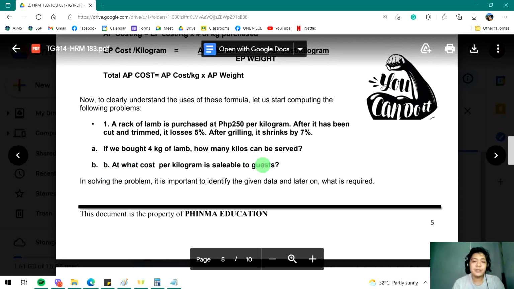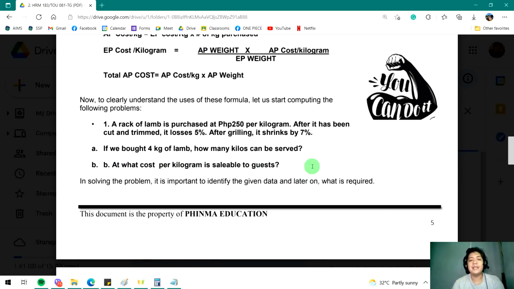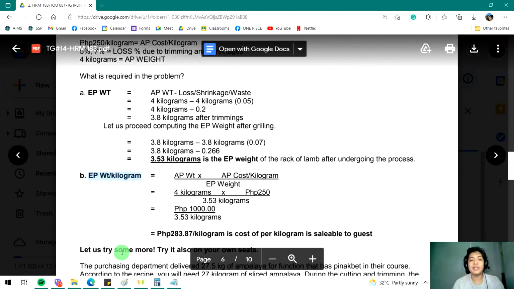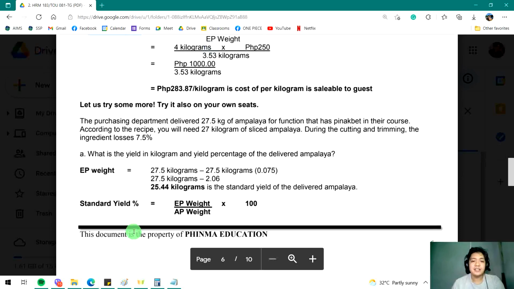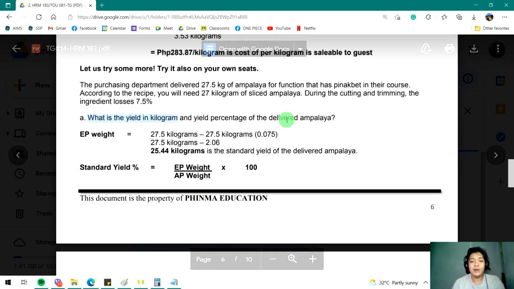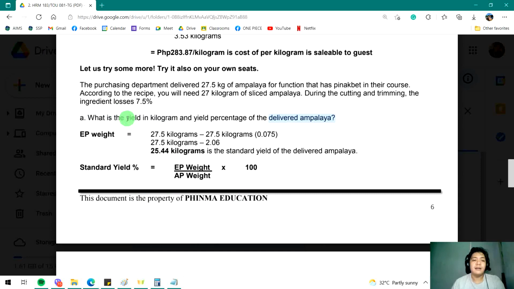At what cost per kilogram is saleable to the guest? Ibig sabihin, saleable to the guest. Naluto na, na-cut na, na-trim na, naluto na. We have to look for the cost of that. Pag naluto na siya, pag na-trim na siya. So, that is EP cost per kilogram. And then, dito naman sa next question, what is the yield in kilogram? Ibig sabihin, kung tinanong is, what is the yield in kilogram of the delivered ampalaya after cutting and after trimming ang hinahanap? Ibig sabihin, EP weight ang hinahanap.